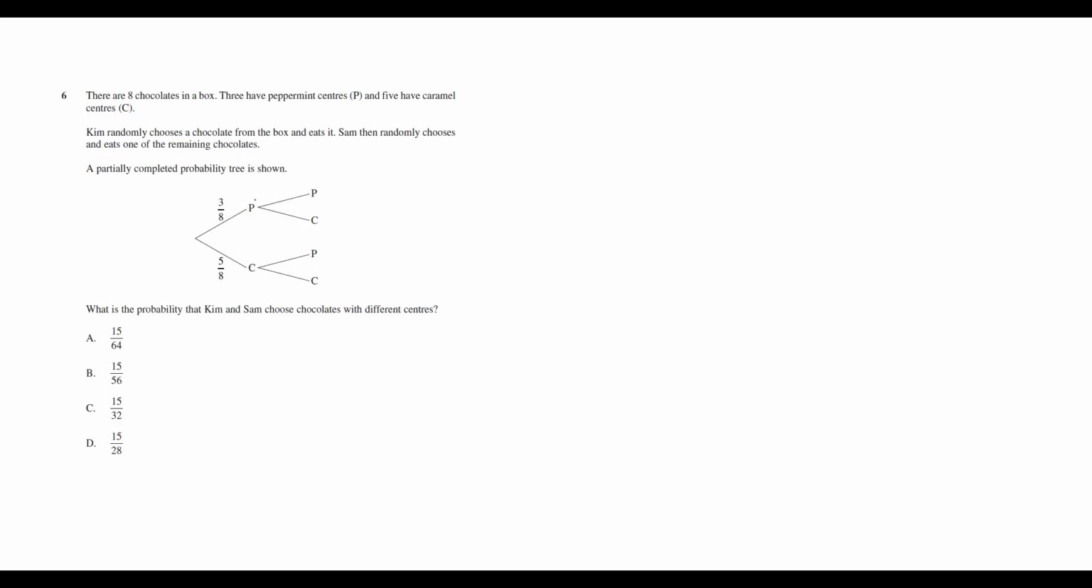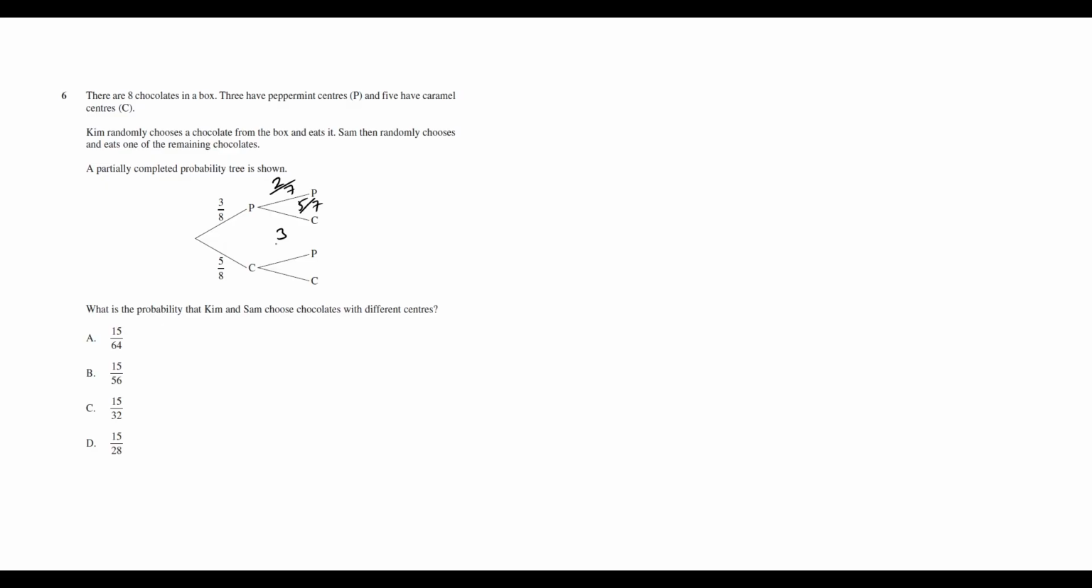Okay, fantastic. Let's just quickly fill out the rest of this probability tree, and then we should be able to work out our problem. Let's say that Kim has already eaten a peppermint, then we know that there will be 1 less peppermint and 1 less chocolate in total. However, if Kim eats a peppermint, then if Sam is to pick a caramel, he would have a 5 out of 7 shot at that, because again, 5 caramel remaining, but there's still going to be 7 chocolates in total.